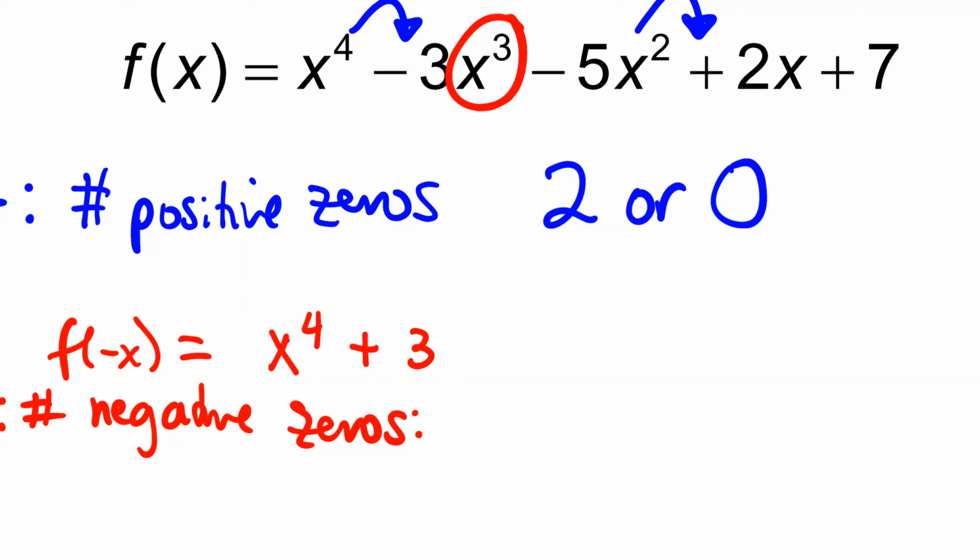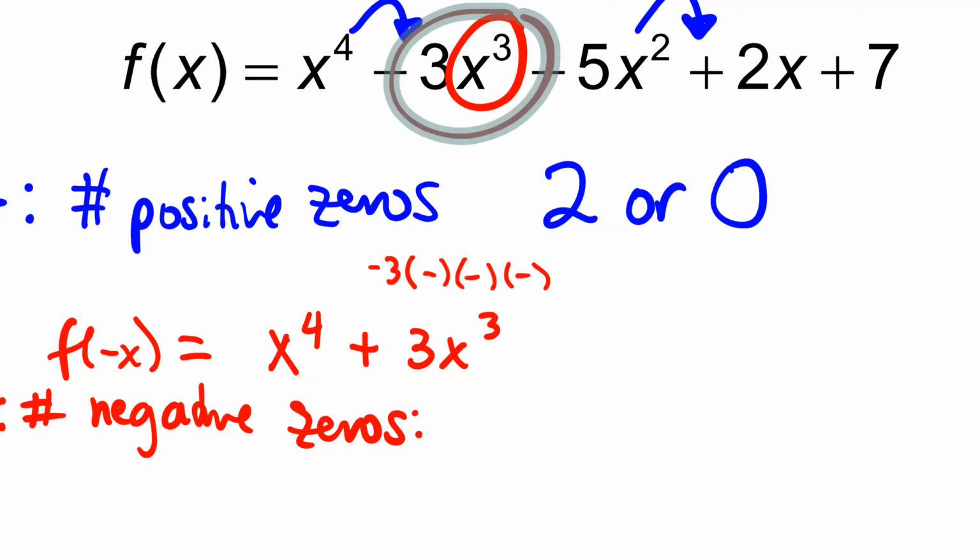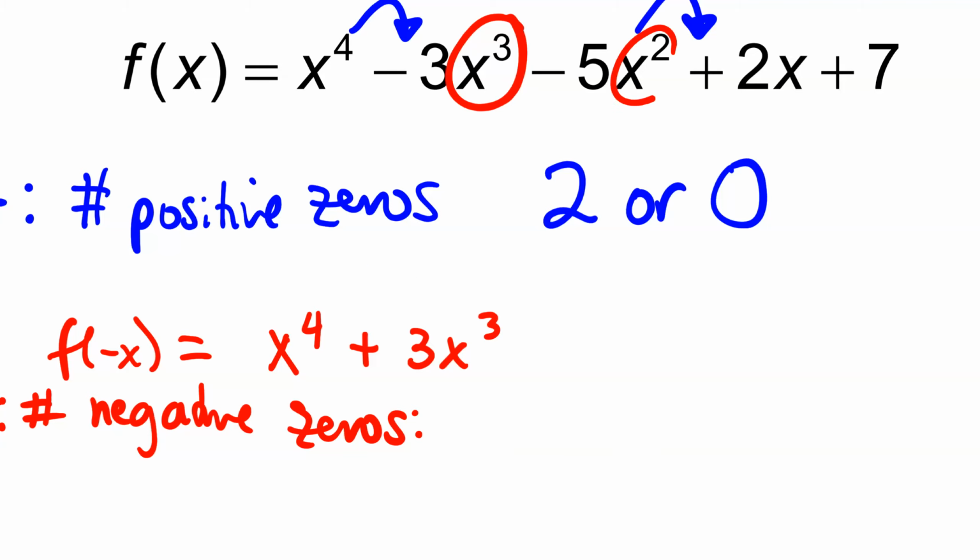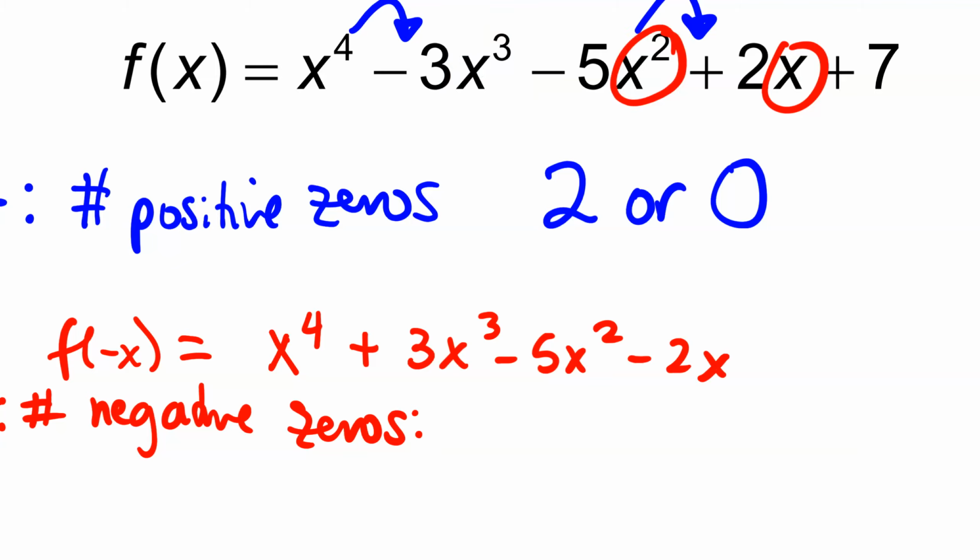Versus, if I put the negative in for this term right here, I have negative 3 times a negative times itself 3 times. Oh, it turns into positive. If I put it inside an even exponent, the sign doesn't change. If I put it inside an odd exponent, the sign changes. So that's the trick. Number of positive zeros, go through and see your changes. Then, anytime you have an odd exponent, change the sign in front, and then go and count.